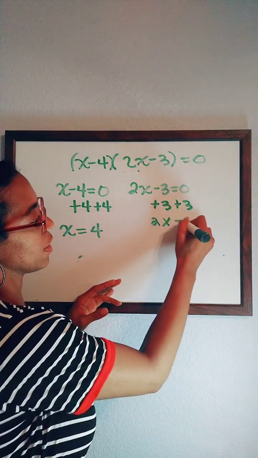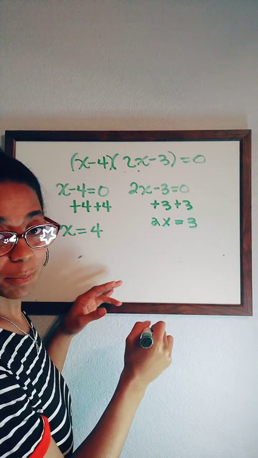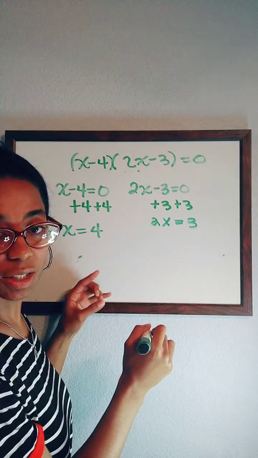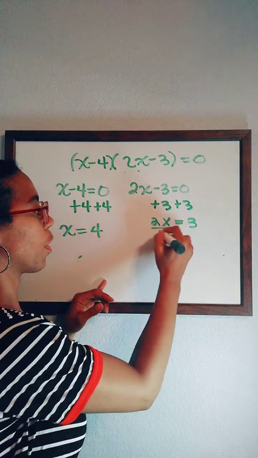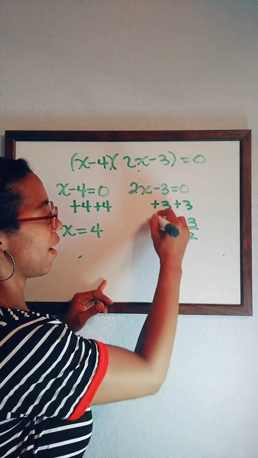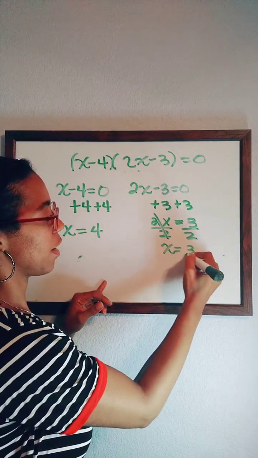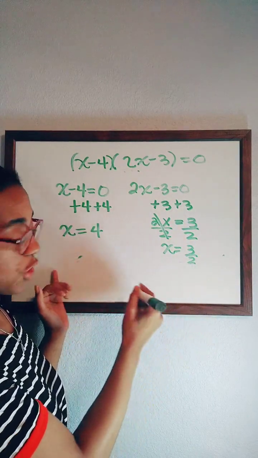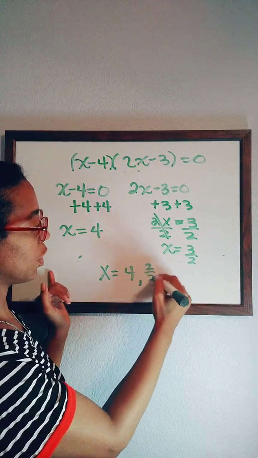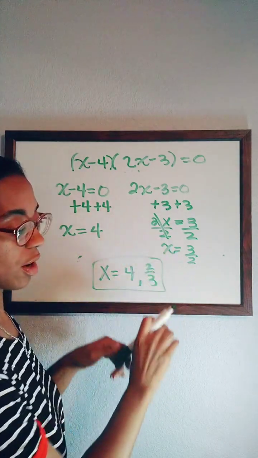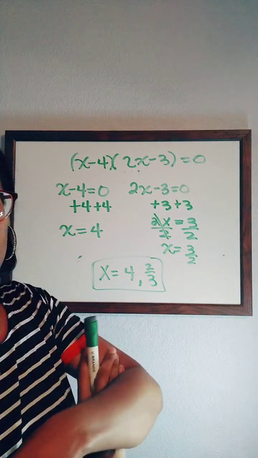And then I have 2x is equal to 3. And what's my last step to get it by itself? Very good, lucky lady. Very good, Deandra. Divide by 2. Perfect. Now I have x is equal to 3/2. So your answer that you would give would be x is equal to 4 and 3/2. And that would be how you solve by factoring.